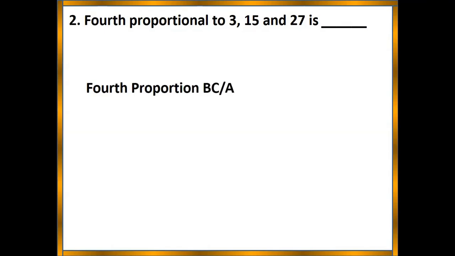Do it fast. 3 9s are 27. So 15 9s are 135. Go with your own calculation. So 15 9s are 135. Next one.